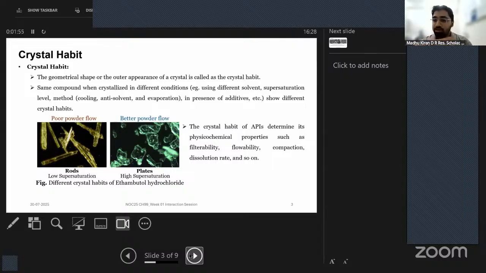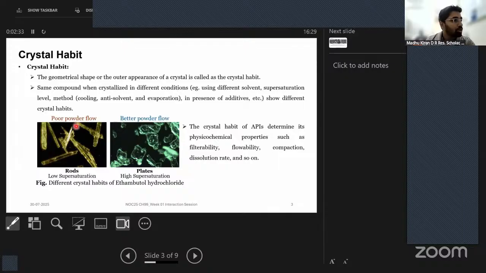So it's important to control the crystal habit of the compounds, because if we get different habits in different batches, then it will lead to different properties. Maybe the dissolution rate of this particular crystals will be different from the dissolution rate of another batch. Suppose I'll show you one example which we had got in our lab. So suppose there was ethyl hydrochloride which we crystallized. So when we used one particular solvent, we got rod shaped crystals. Okay, so these rod shaped crystals, they showed very poor powder flow properties.